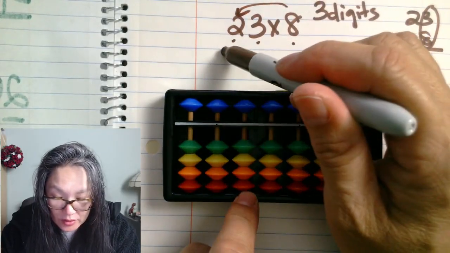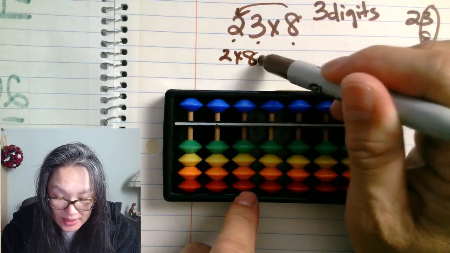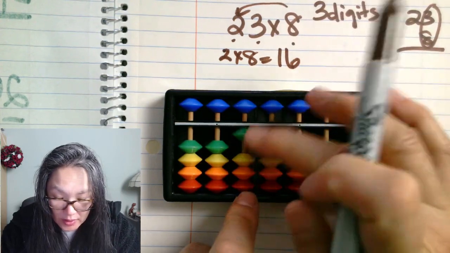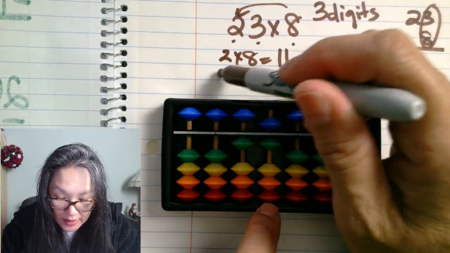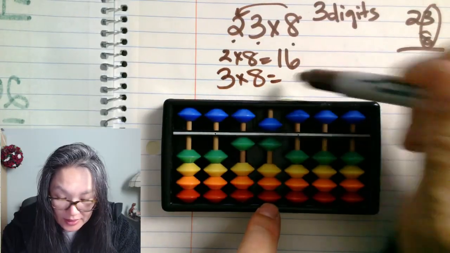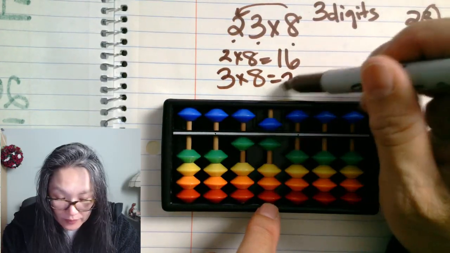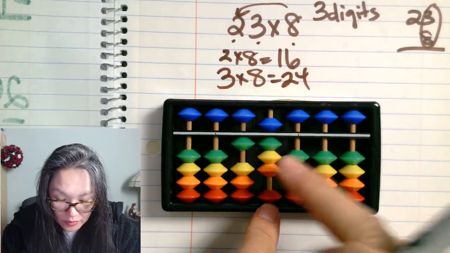The first thing we're going to do is 2 times 8, which is equal to 16. So I have a 1 and a 6. And then I have 3 times 8, which is equal to 24. So I have my 2 and I have my 4.